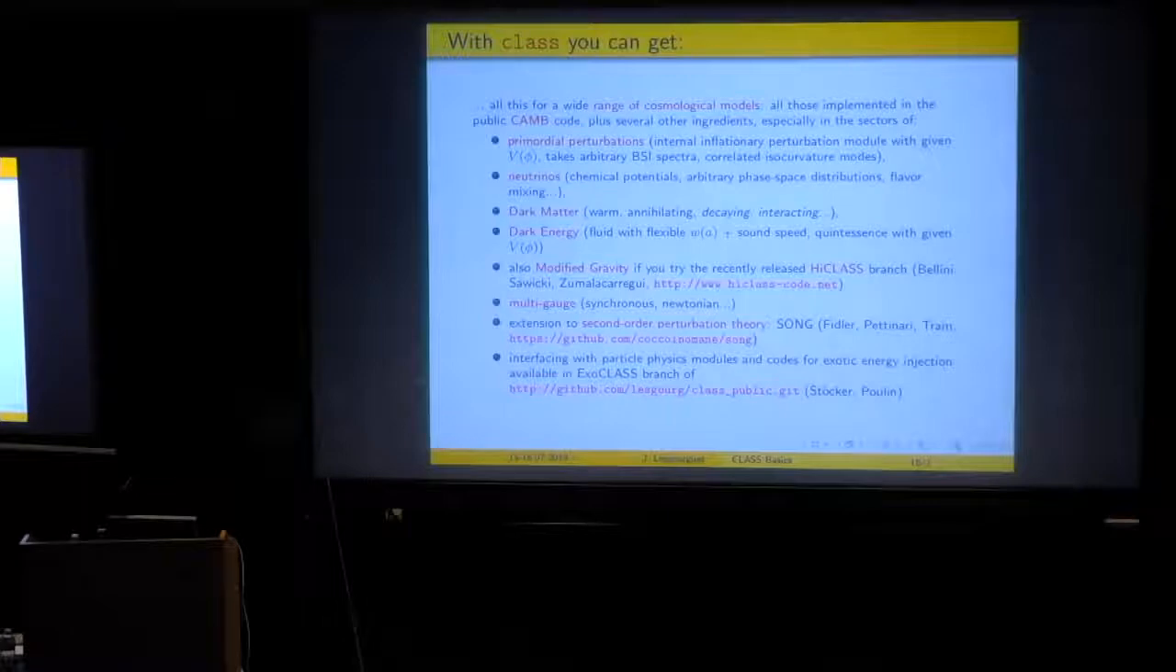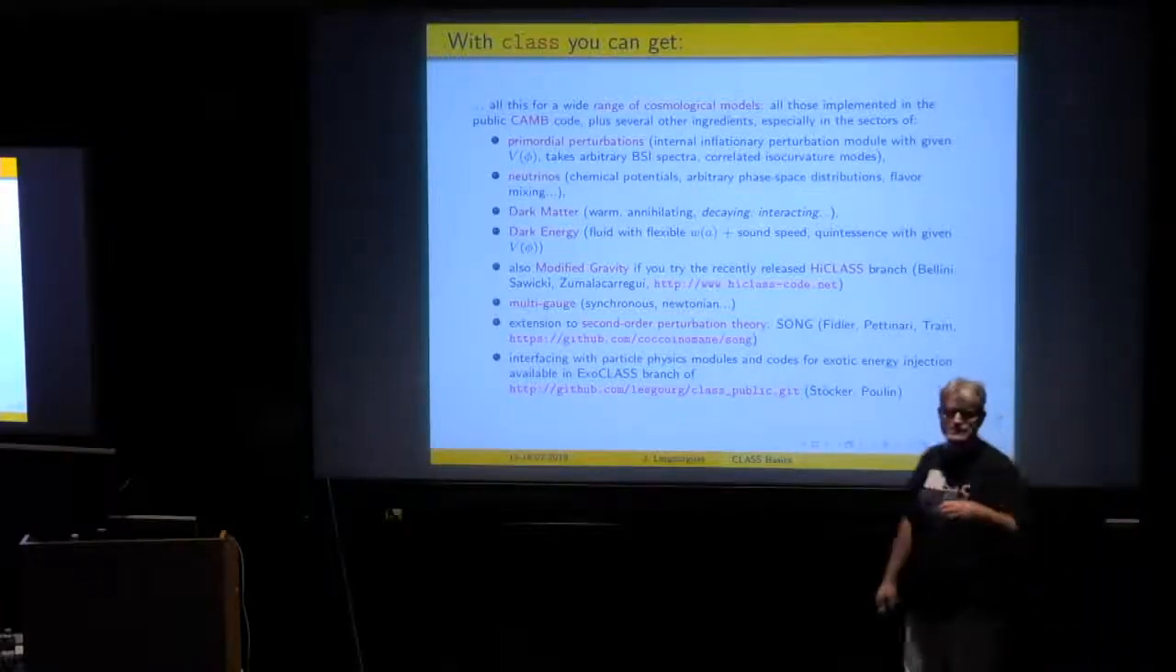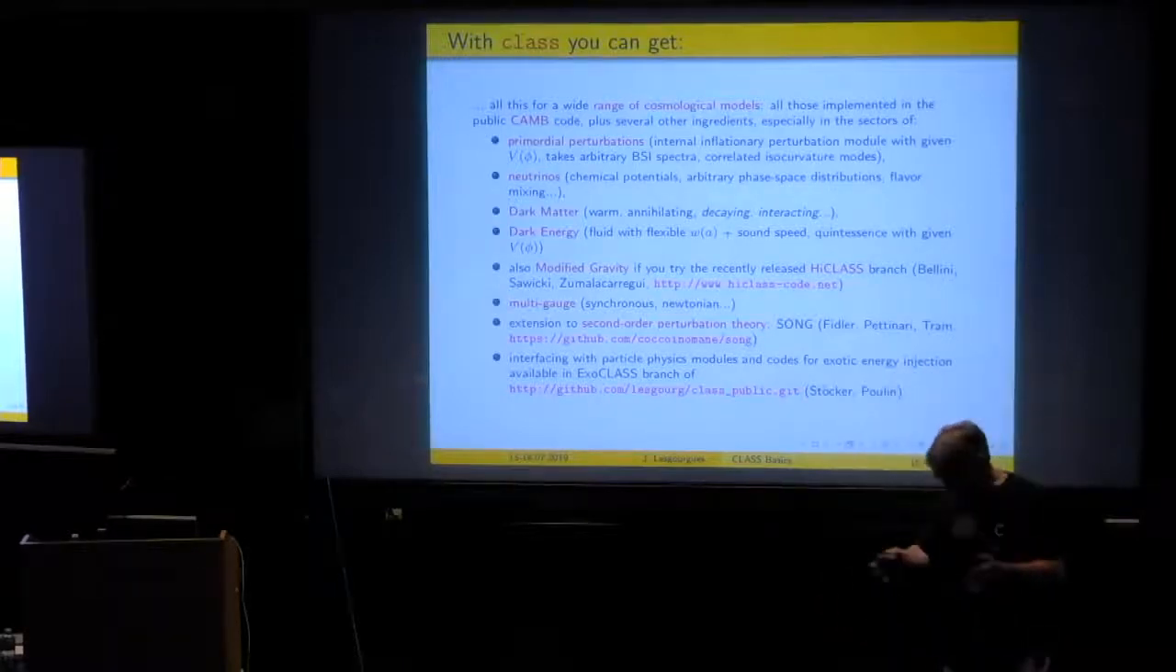If you are a fan of modified gravity, then probably you want to switch to the high class branch. This is not part of the public class, but it's a branch that has been developed by Bellini, Sawicki, and Zumalacárregui. I have just a little bit, very little, but this branch is like an official one. It's fully approved in a sense, and it's updated usually when class is also updated, and it contains lots of parametrization of modified gravity models. There are all these Horndeski models, but there are different limits of the Horndeski model which match exactly what is implemented in EFT-CAMB or MG-CAMB.